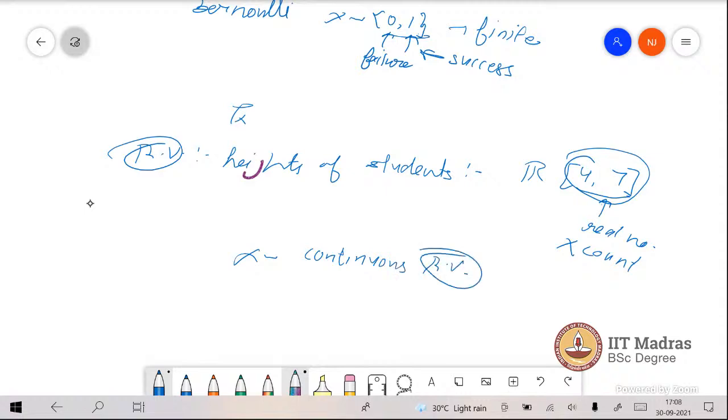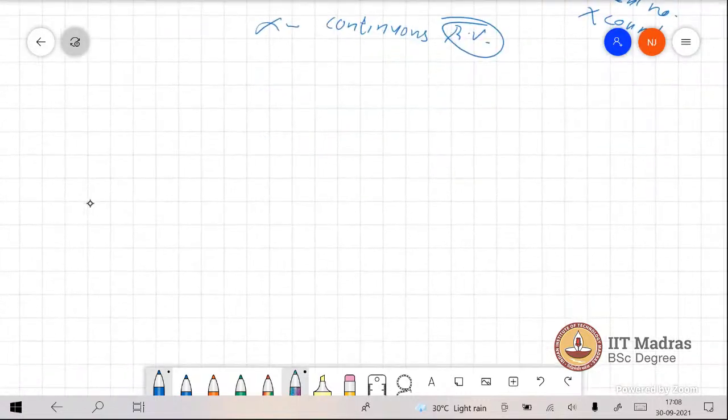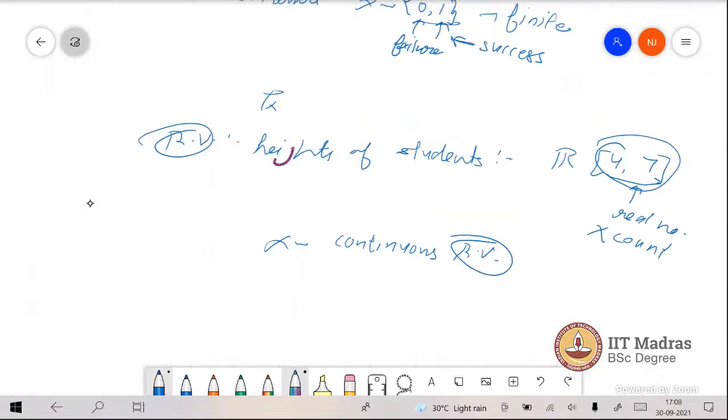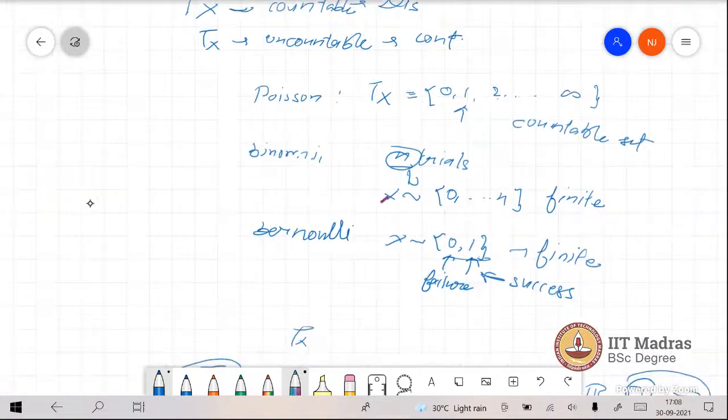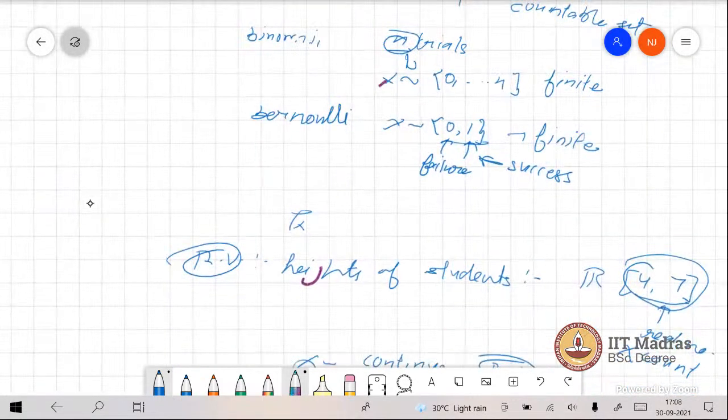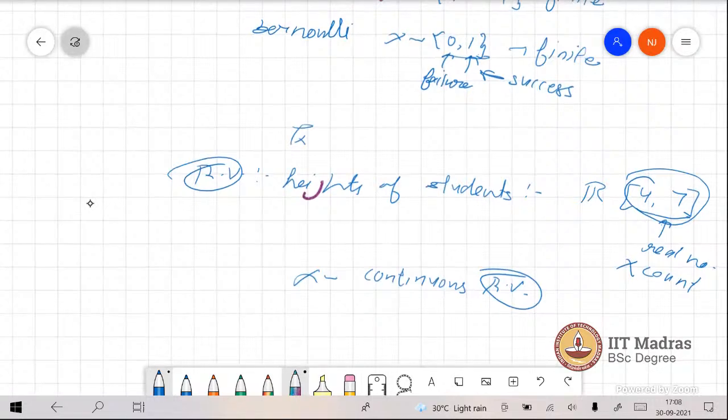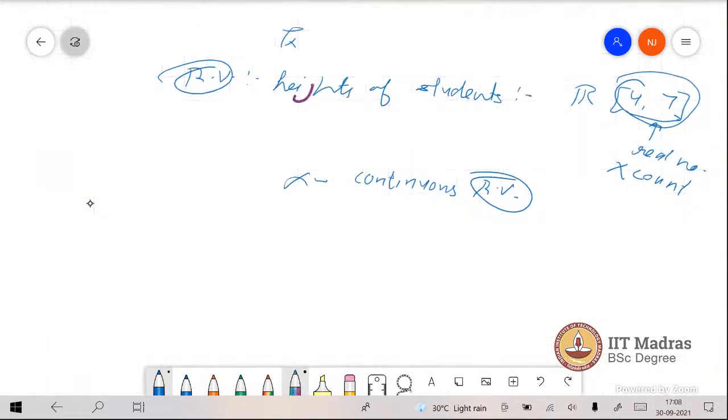So week 4 is all about the continuous random variable. This is not the technical definition of continuous and discrete random variables, but you can distinguish between the two by using this approach. This is not the definition of discrete and continuous random variables.